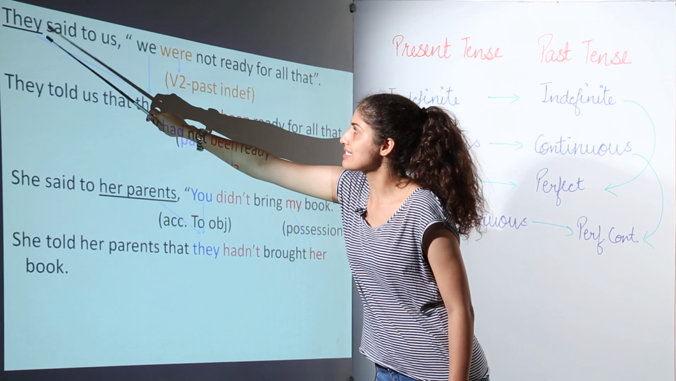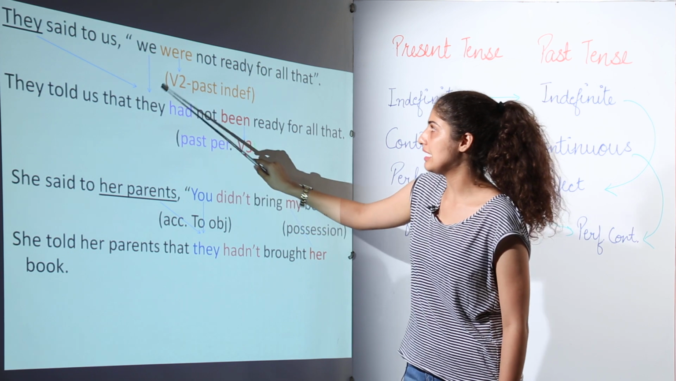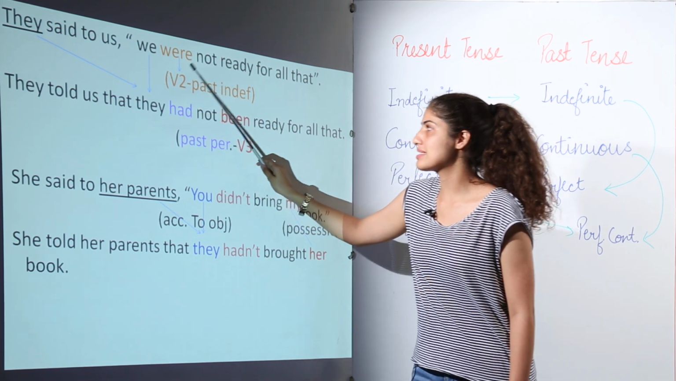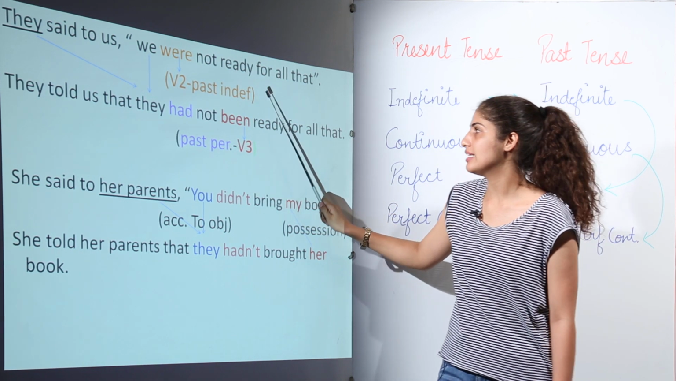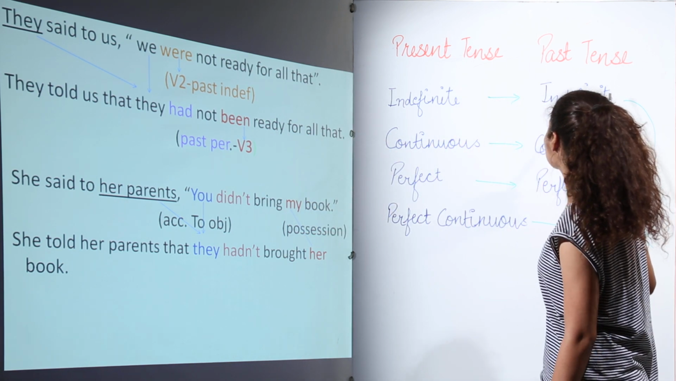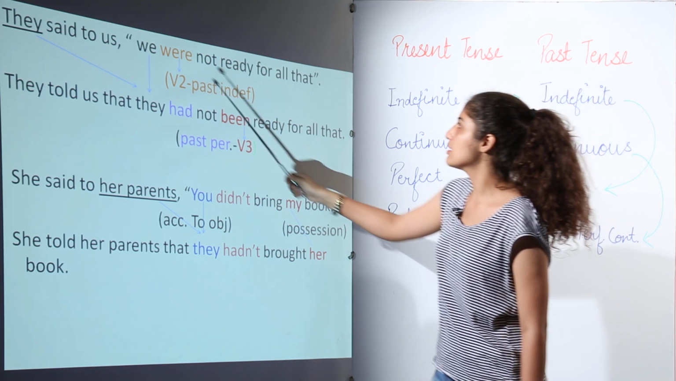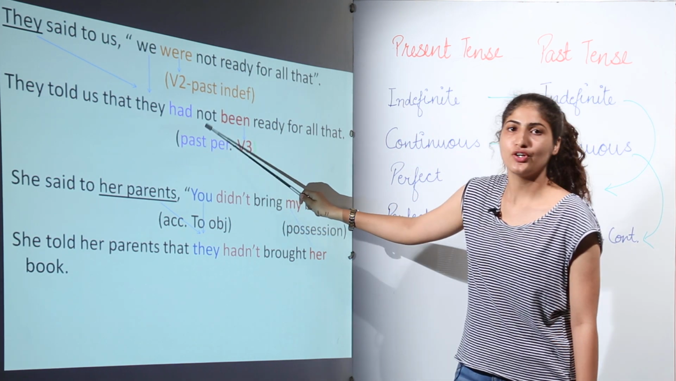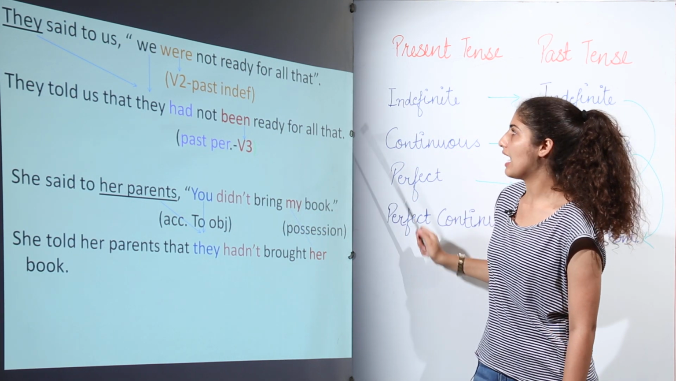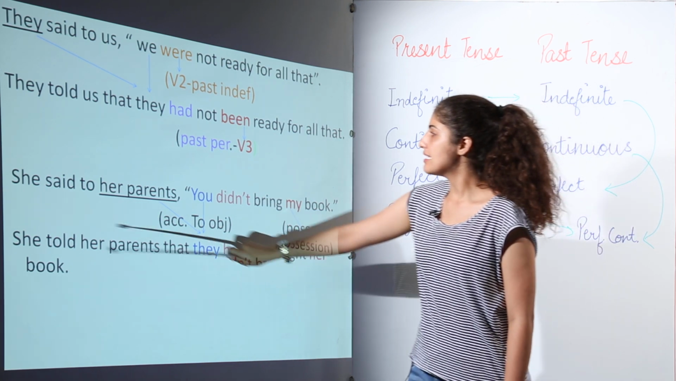So here the subject is they, therefore it will be they here. And were, this word represents that it is the past indefinite tense, and we know that past indefinite tense will be changed into past perfect tense. Therefore this word will get changed into had not been ready for all that. That will remain same.